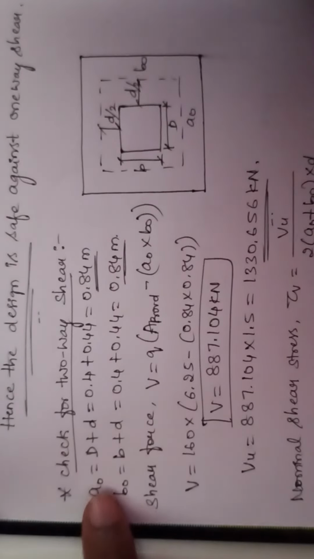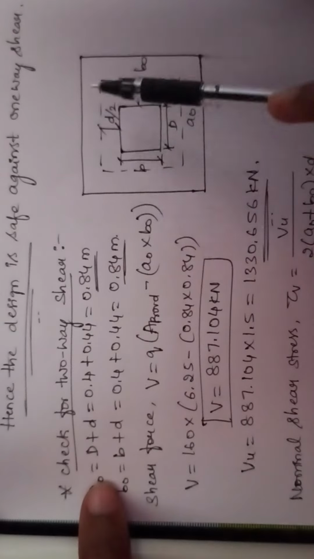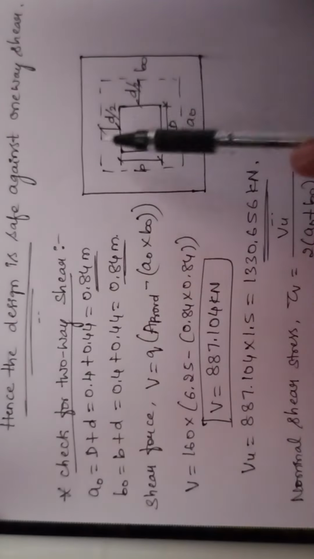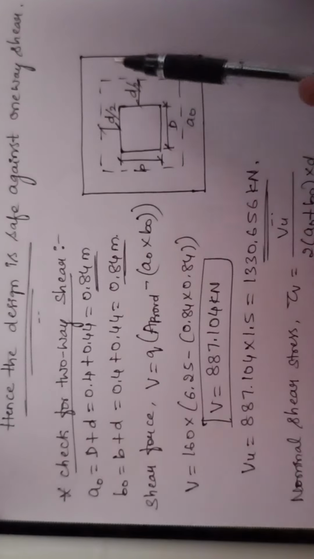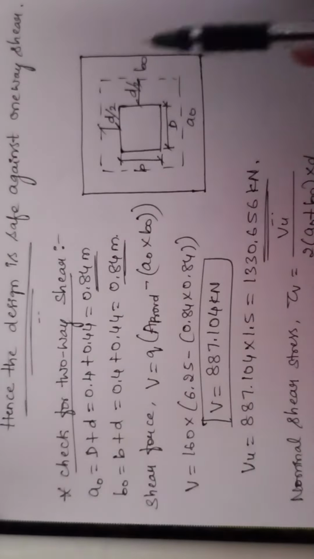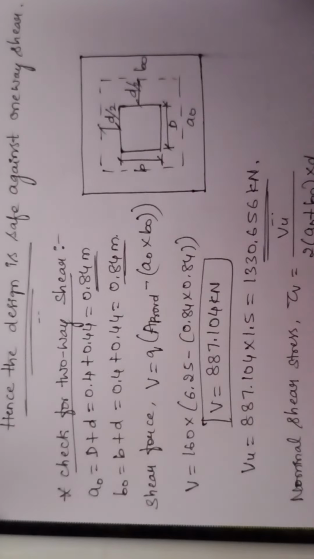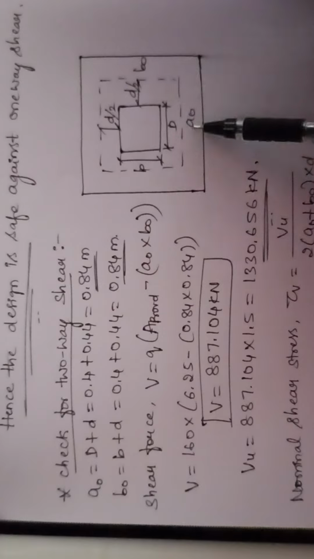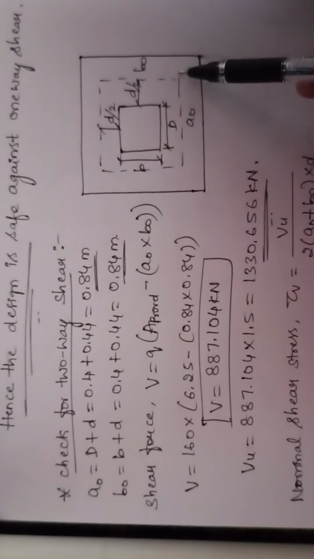For checking the two-way shear, now we will be considering the punching shear, where the critical section will be lying at a distance of d by 2 from the face of the column on all the four sides. So at all the four sides, the distance is d by 2. The dotted lines that you can see within the footing represent our critical section. And here the length of the critical section is given as A0 and the width is written as B0. Let us find those values first.